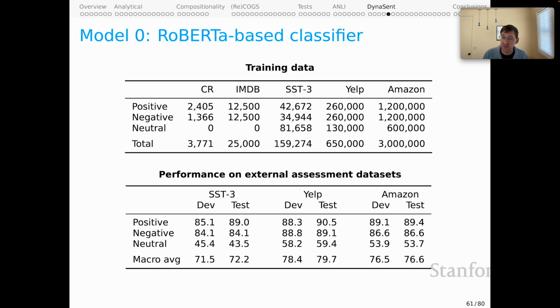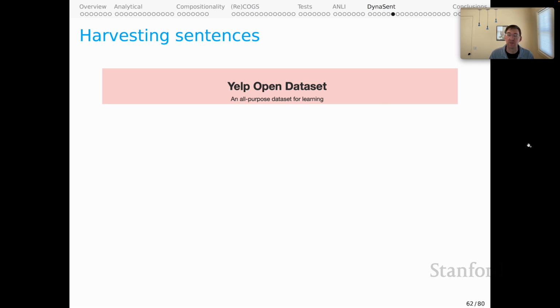The results are not stellar. I think this is a pretty hard sort of multi-domain problem for sentiment. But in general, this looks like a solid device for finding interesting cases. And that's the role that this will play. We are primarily thinking of using Model 0 as a device for harvesting examples from the wild.